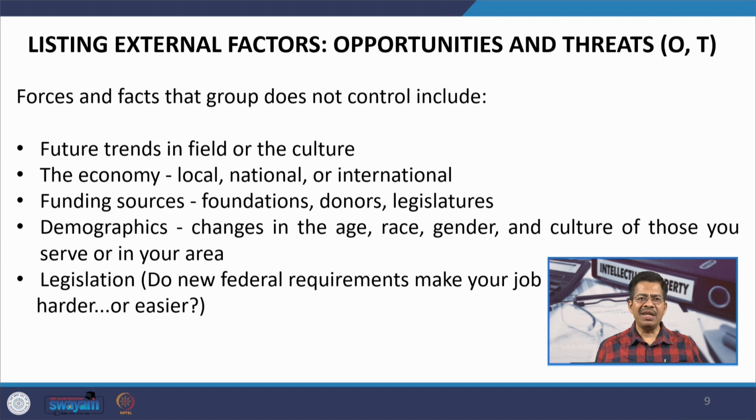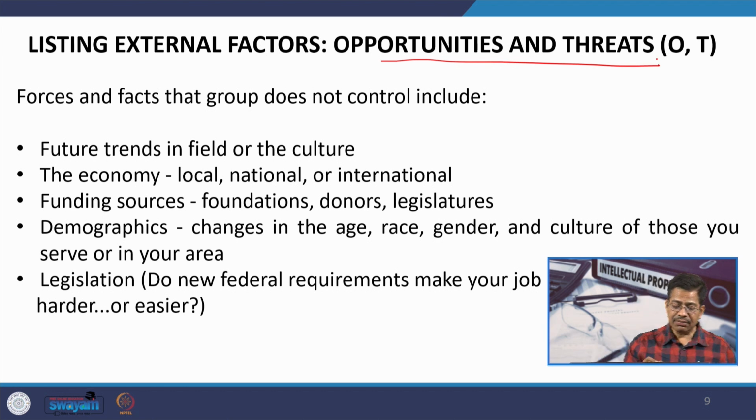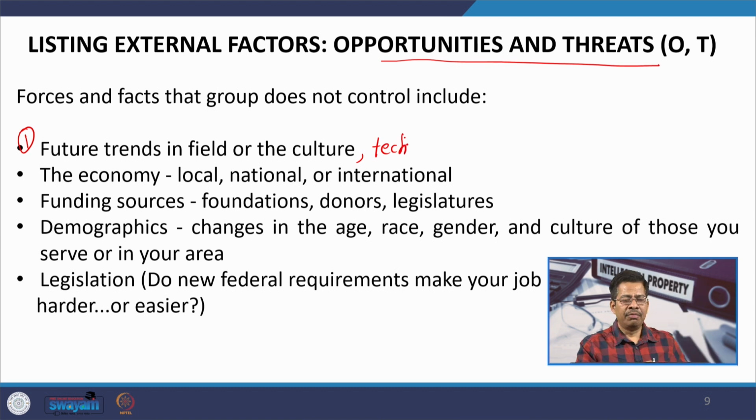Similarly, there are various types of external factors which will result into opportunities and threats, and these are like future trends in the field of art, culture and even in technology also. What type of new trends are coming in technology, in culture, etc. If these trends are favorable, it is an opportunity. If these trends are not favorable to you, it is a threat to you.